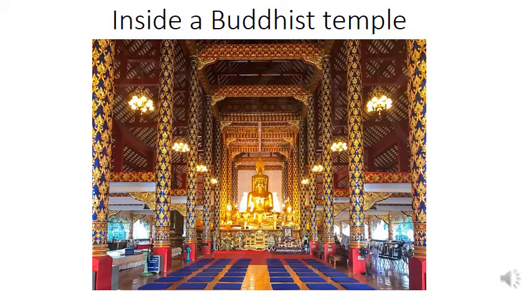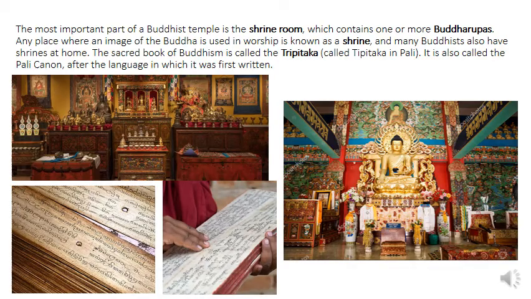Next, we're going to look at what is inside a Buddhist temple. And again, this is an example in this picture. Other temples will look different. And here we've got some pictures inside. The most important part of a Buddhist temple is the shrine room, which contains one or more Buddha rupas.